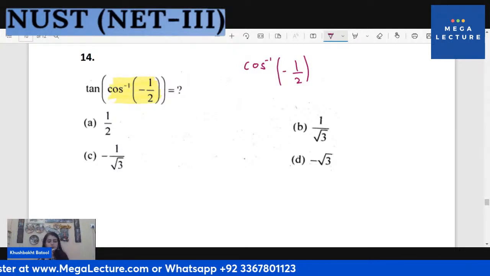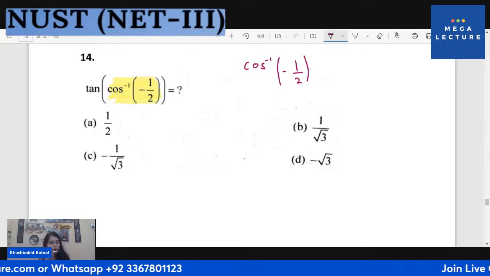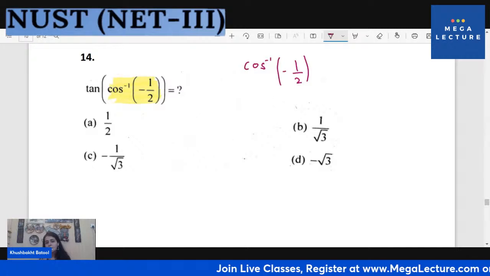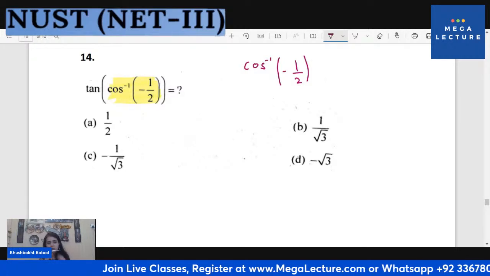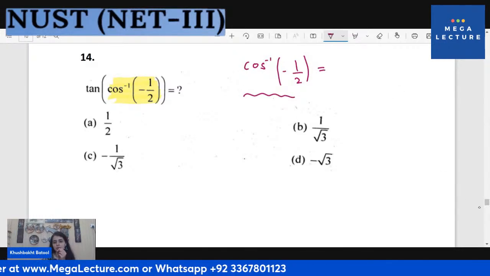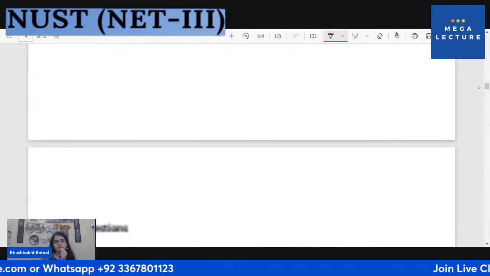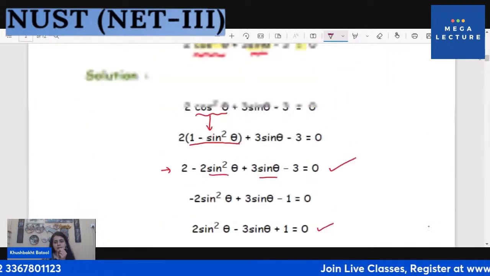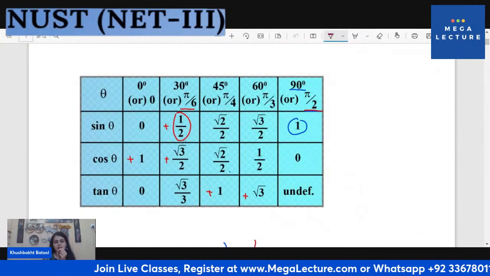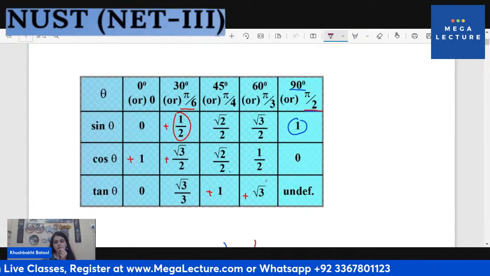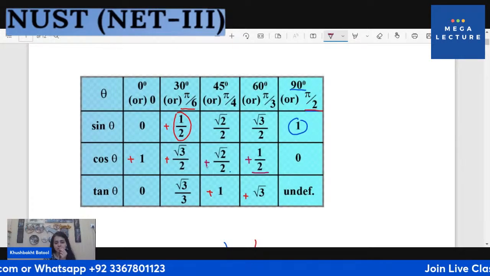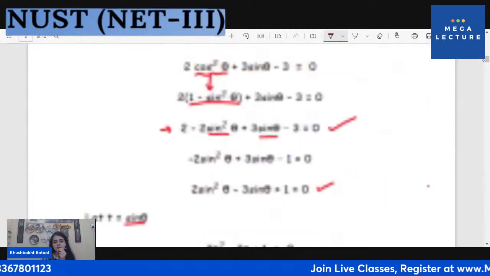I told you guys that in the table we are following right now, we do not have any negative values. The only values we have for cos, sine and tan theta are positive. So how do we deal with this? This is the table. You can see that cos is positive 1 by 2. We do not have any negative values. All of them are positive.